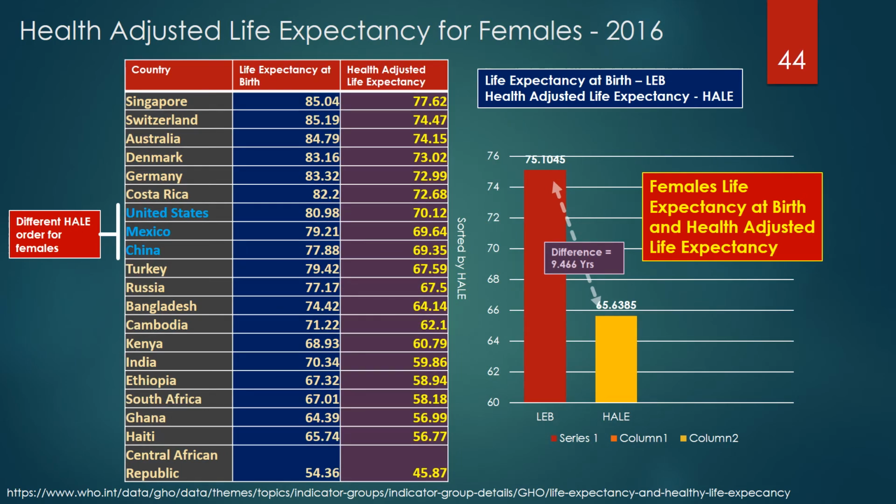This table shows the comparison of the LEB and the HALE for females. The HALE averaged 9.466 years less than the LEB. Once again, these 9.466 years were the average years of less than full health over the expected lifespan of a country's citizens. Also notice the order of the countries highlighted. For females, the order is US, Mexico, and China versus China, the US, and Mexico for males. There are also other male-female order differences between these 19 countries.